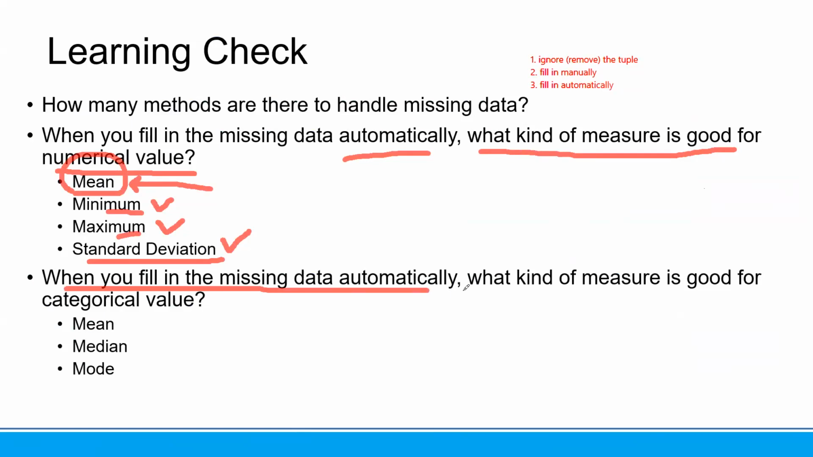When you fill in the missing data automatically, what kind of measure is good for a categorical value? Mean? For a categorical value, you cannot calculate the mean. Can you calculate the median? No. Can you get the mode? Yes. So for the categorical value, we can use the mode.